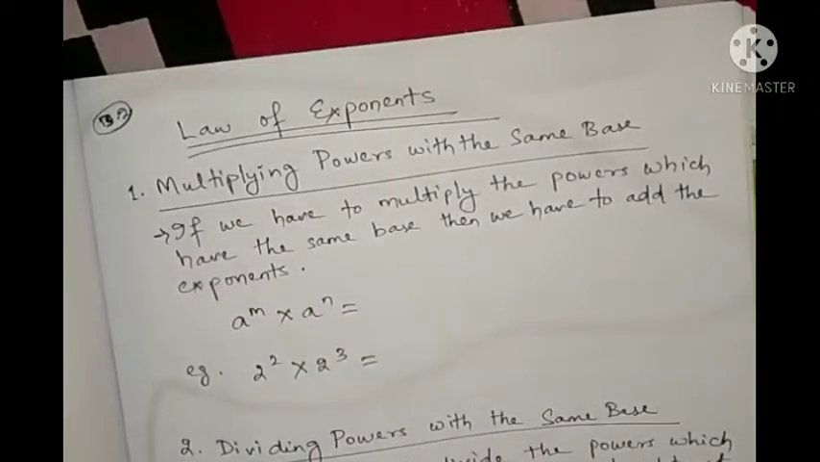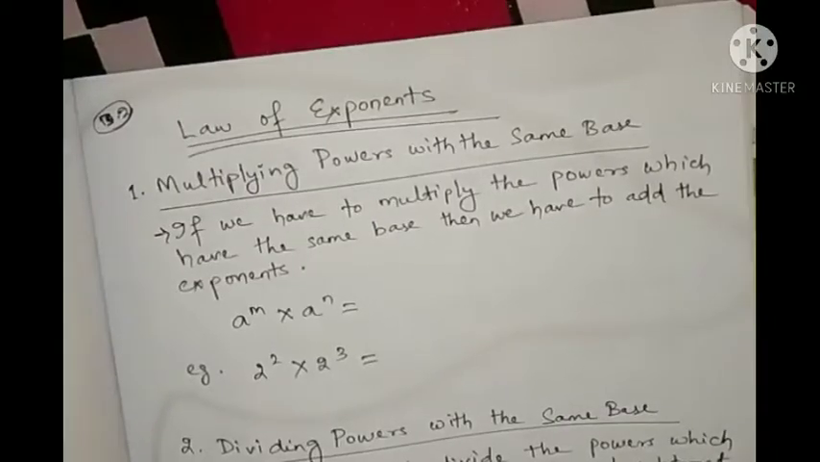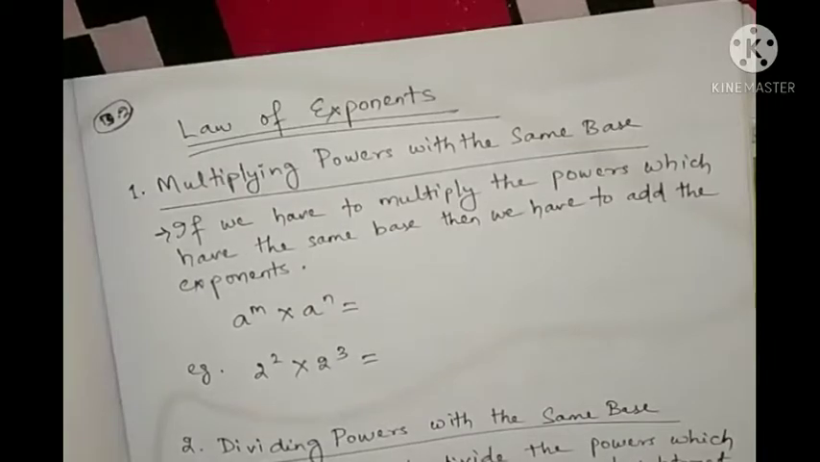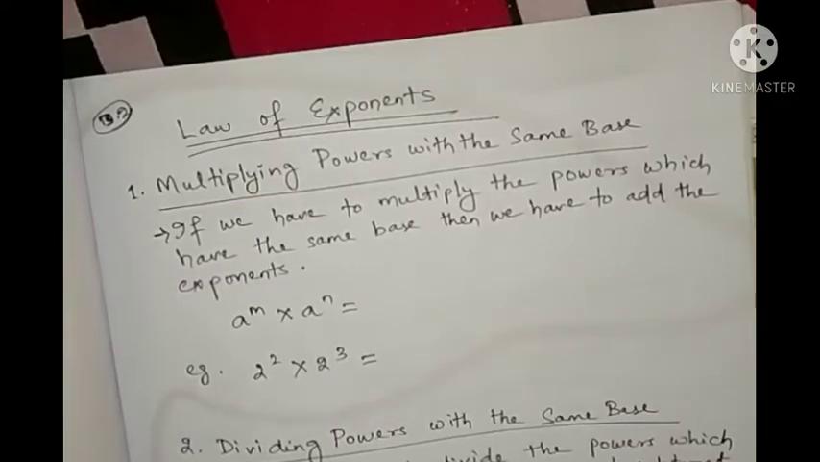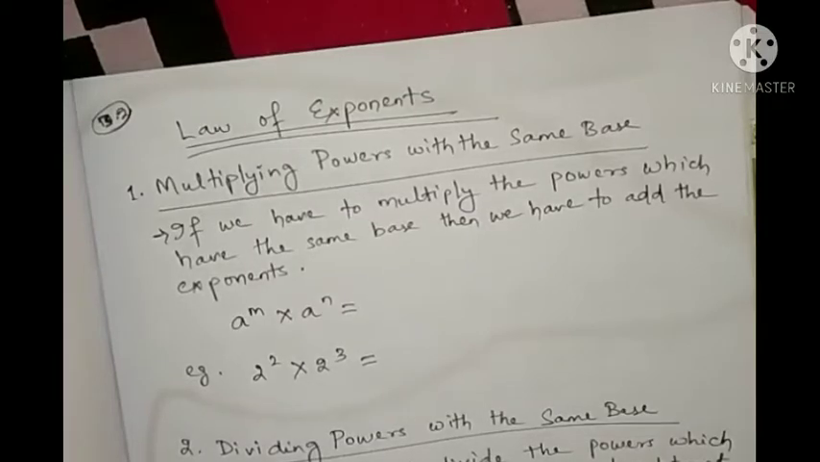So here is today's class, that is law of exponents. Last class we studied what an exponent is, how we can express in exponent, and about square, cube, then to the power 4, to the power 3 like this, and how we can find out the result from the exponent. So here are some laws of exponent. Let's see what the laws are, and we can see some examples.